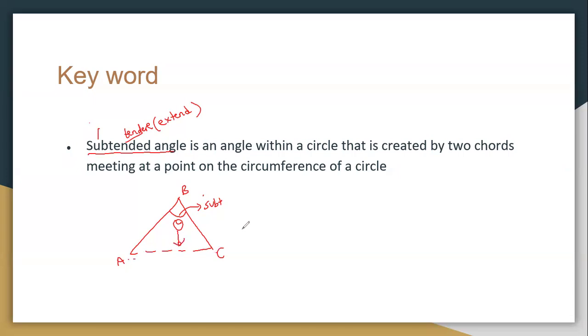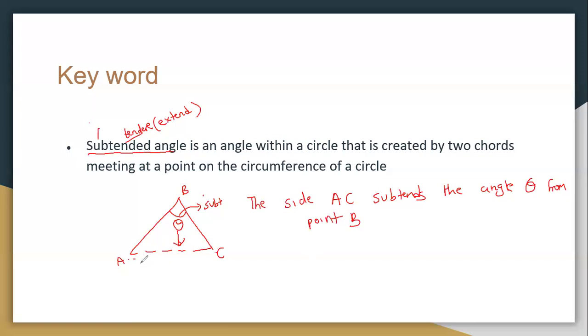So when I'm talking mathematically, I can say that the side AC subtends the angle theta from point B. So mathematically, I will say that the side AC subtends the angle theta from point B. This is how I will say it mathematically.